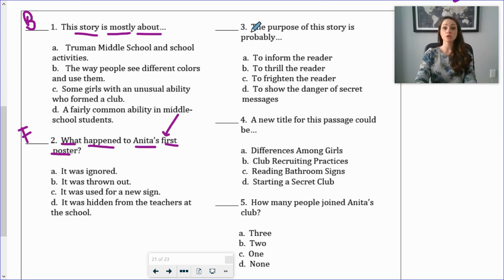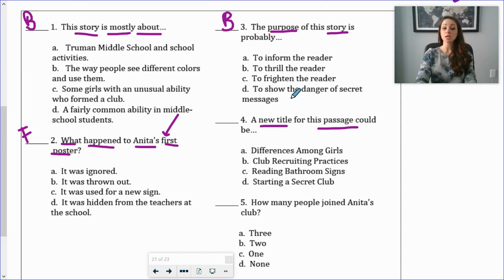Number 3, the purpose of this story is probably. I've got purpose, I could probably underline story. So purpose, story. And I know author's purpose is associated with a big picture question, so I code it with a B. Number 4, a new title for this passage could be: new title, passage are my keywords.